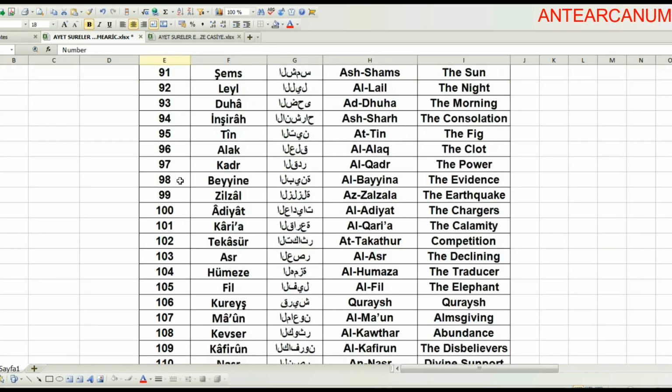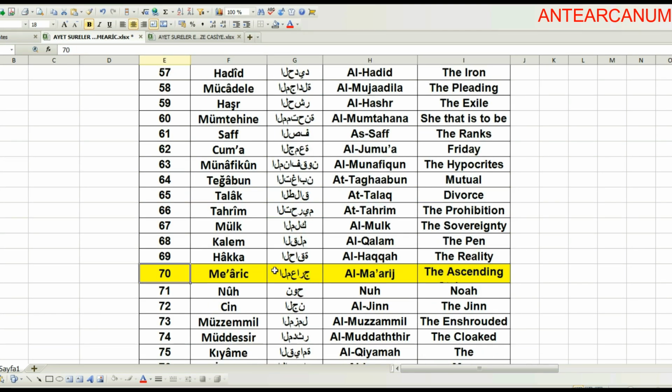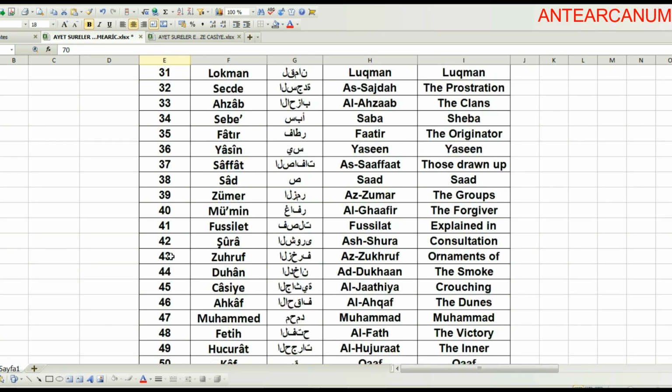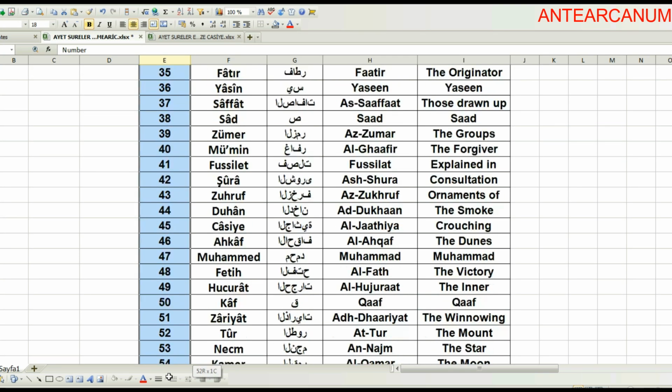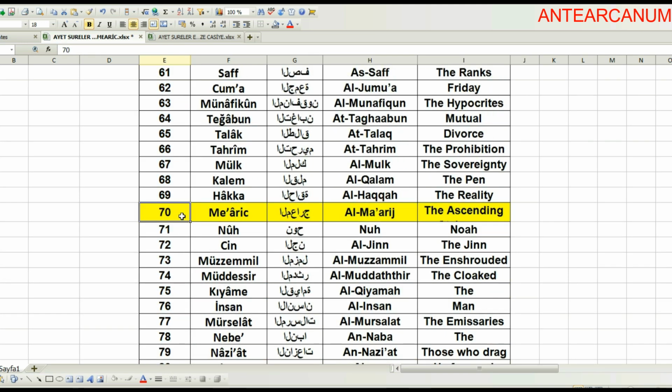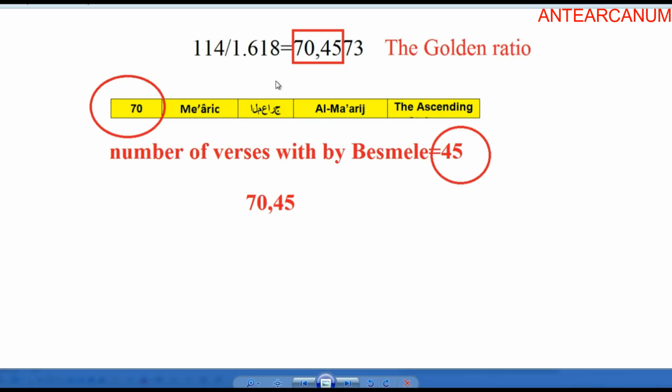Let's continue our examination. The Quran is the final testament, consisting of 114 surahs. What is our golden ratio? 1.618. Let's divide the number of surahs, 114, by 1.618 and see if the golden ratio is encoded in the book. Unveiling the golden ratio in the Quran. The presence of the golden ratio in the Quran. When we divide the number 114 by 1.618, we obtain the result 70.457354. Starting to count the verses of the Quran from the beginning, we see that the 70th surah is Ma'arij.